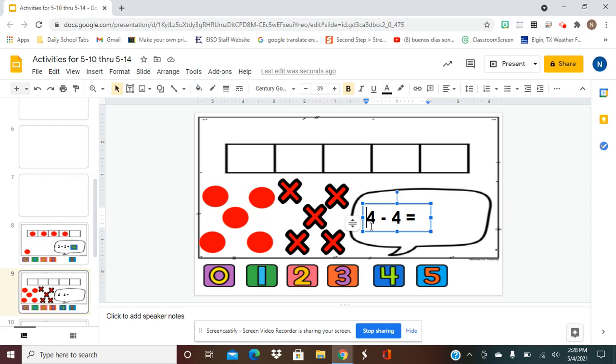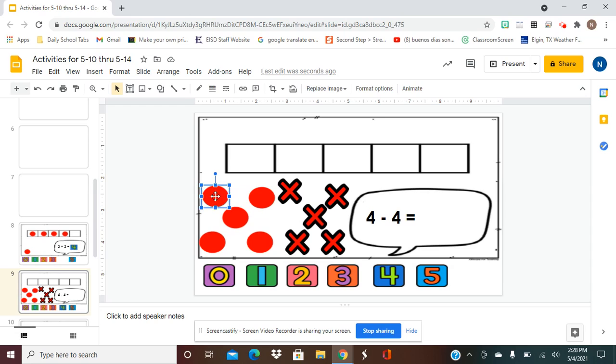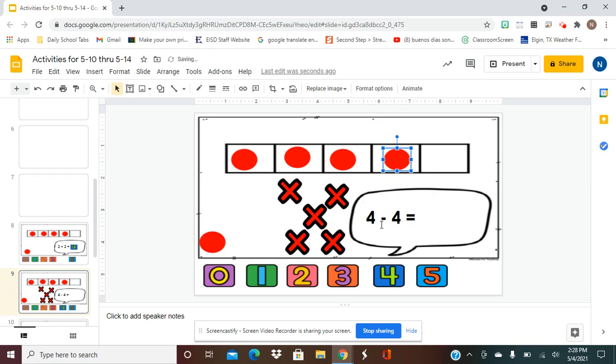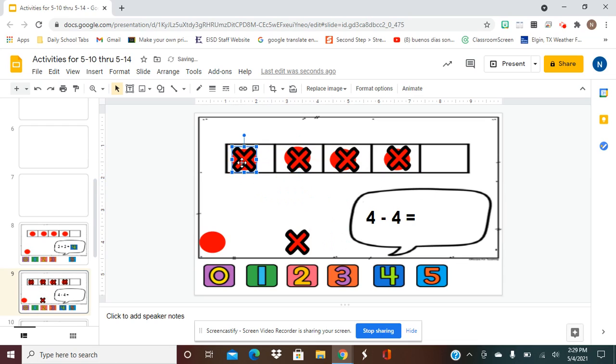So let's look at those numbers that we're going to start with. This is the number that we're going to start with. That's number 4. So we're going to start by putting 4 counters up here. 1, 2, 3, and 4. Minus, remember minus means we're going to take away. So we're taking away how many? 4. We're going to take away 4. So we're going to move that X up here 4 times, right? We're going to take away 4 counters. So 1, 2, 3, and 4.